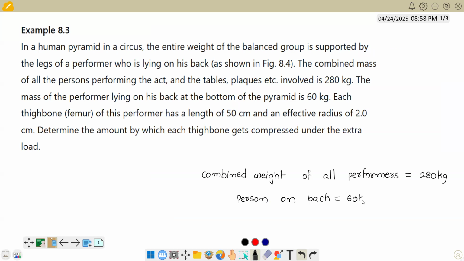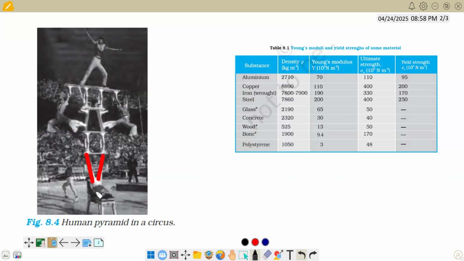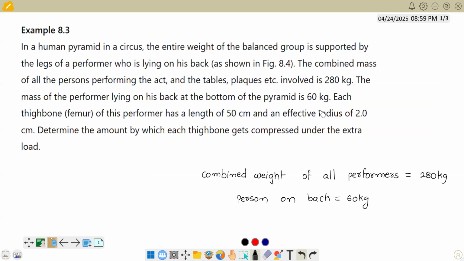So combined weight of all performers is 280 kg, and the person on the back is 60 kg. If I assume that the performer need not balance the weight of his own legs also, then we can tell the performer must balance 280 minus 60 kg weight on his legs. That means he has to balance 220 kg weight. The remaining 3 people are 220 kgs. So he has to balance those 220 kgs on his legs.